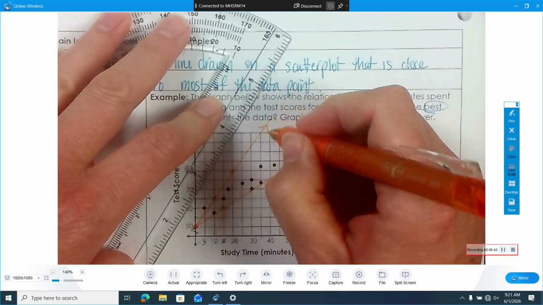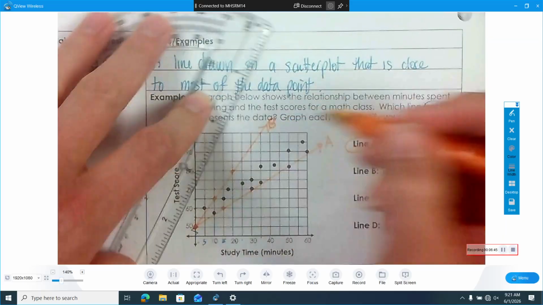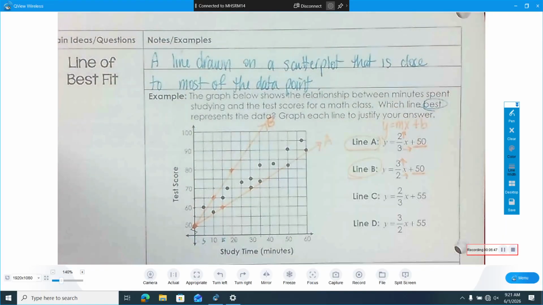So there is line B. Which line is better? Is line B closer to the data, or is line A closer to the data? A is a little bit better. Would you call A good? No. Not really.